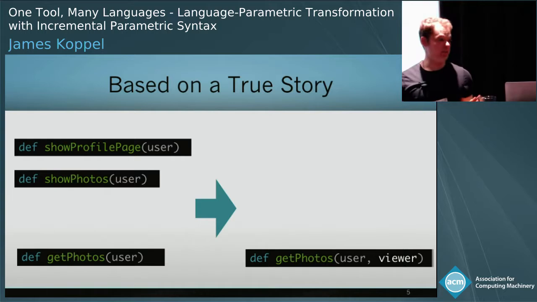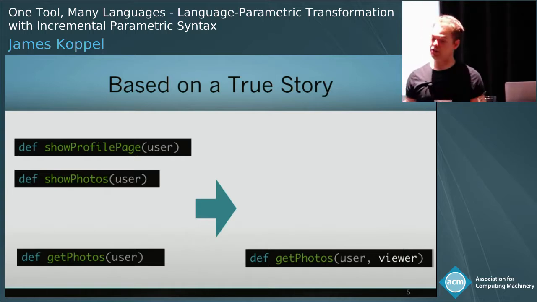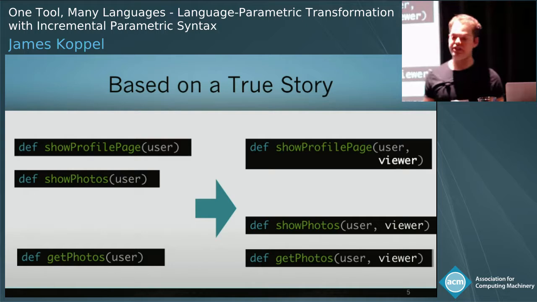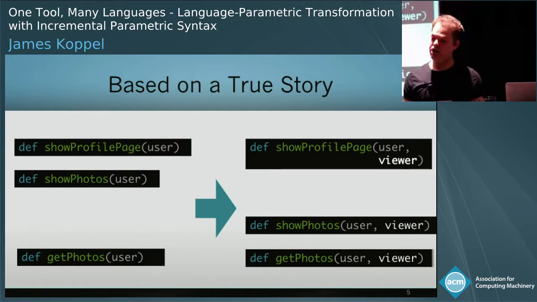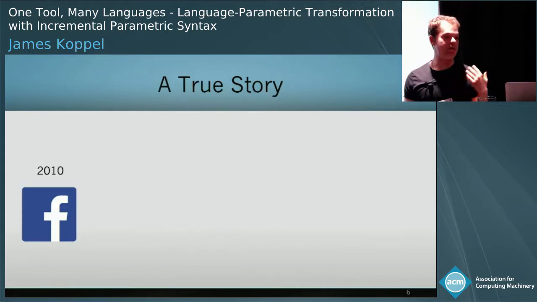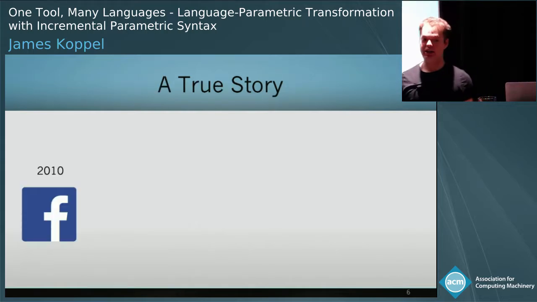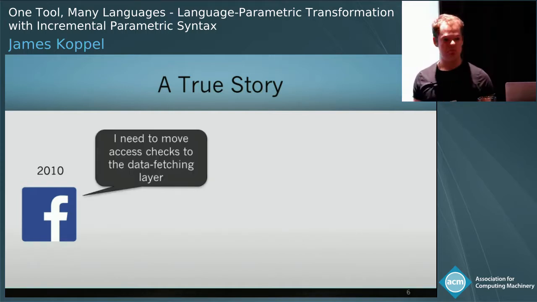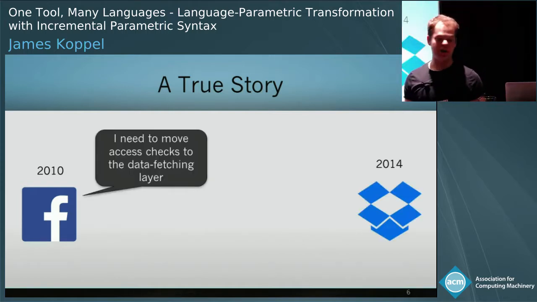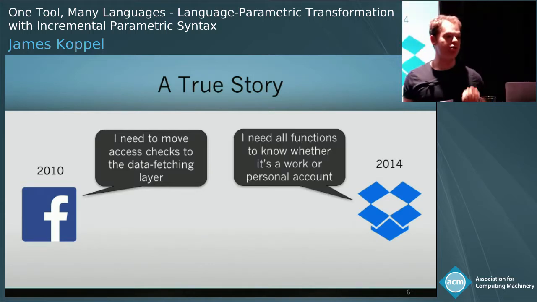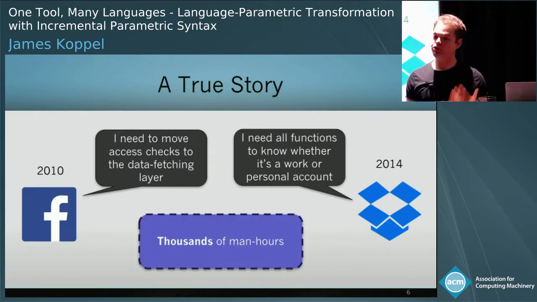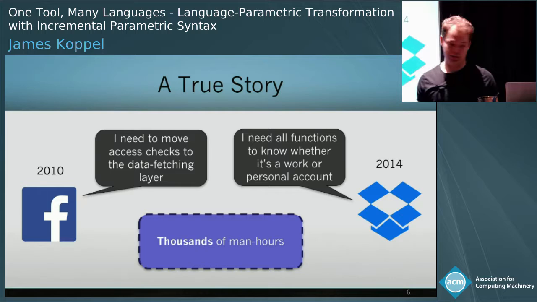When getting the photos from the database, it needs to know who is going to see them. That means it needs to add this parameter, the viewer parameter, to every layer of the code. Facebook had to do this in 2010, adding a parameter to thousands and thousands of functions. It took thousands of man-hours. A few years later, Dropbox had a different problem with a similar solution. This was their largest project for the year of 2014. Thousands of man-hours adding parameters to functions.